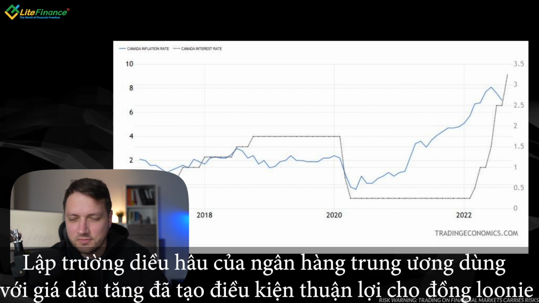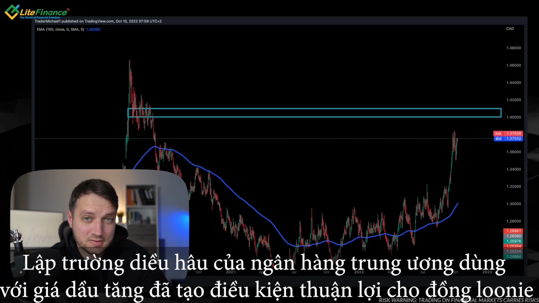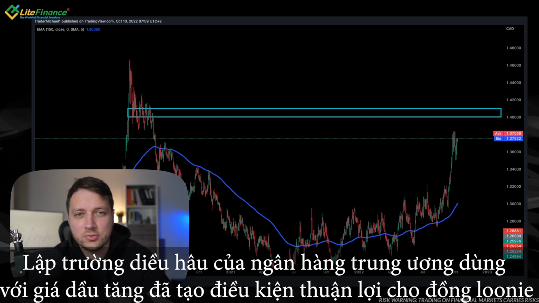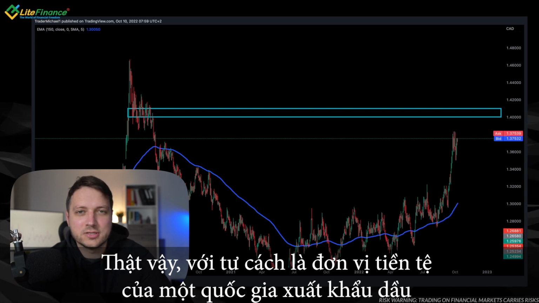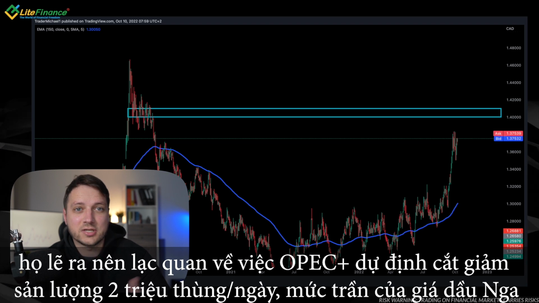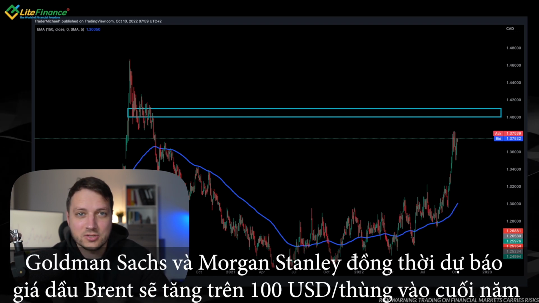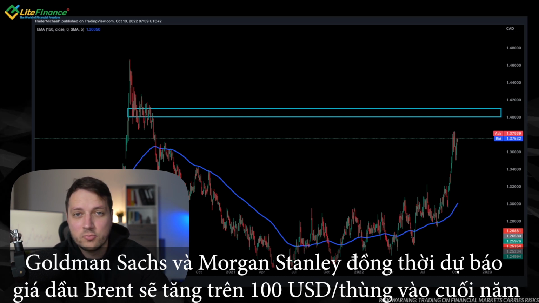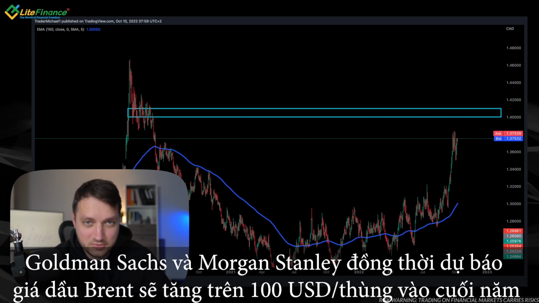At first glance, the central bank's hawkish stance coupled with the rising oil prices creates favorable conditions for the loonie. Indeed, as currency of an oil exporting country, it should have been optimistic about OPEC Plus plans to cut production by 2 million barrels per day, and the ceiling on Russian oil prices, and Goldman Sachs and Morgan Stanley forecasts of Brent prices rising above $100 per barrel by the end of the year.